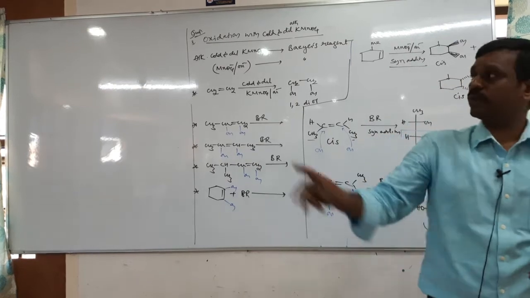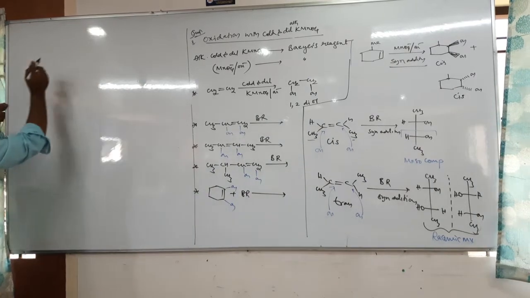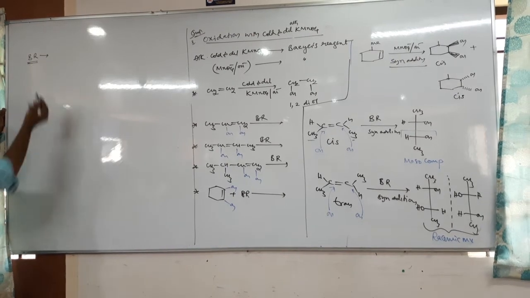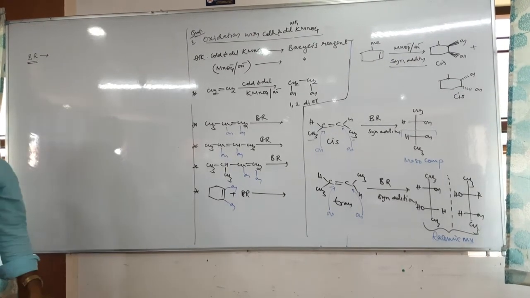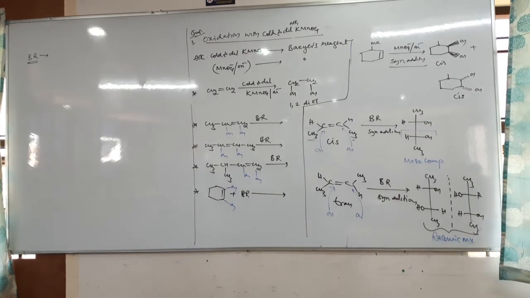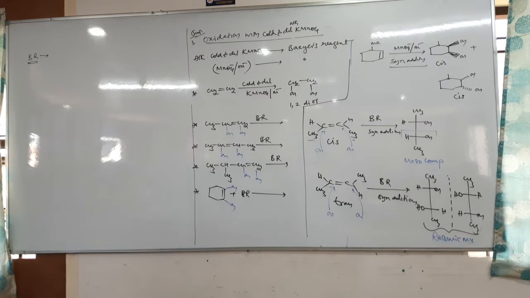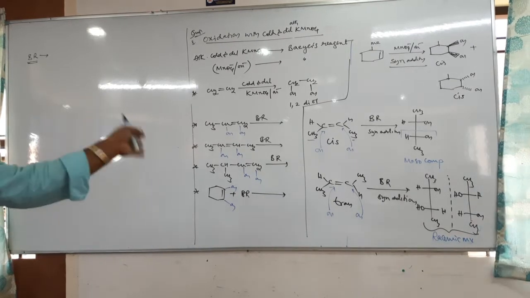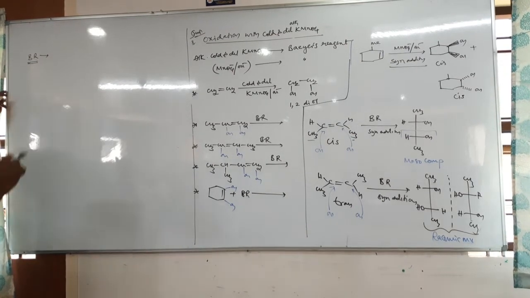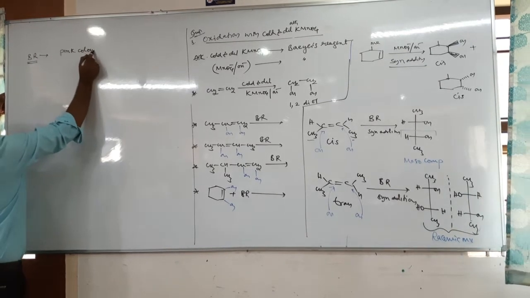Now the same thing can be expected here in case of Bayer's reagent. How? First of all, what is the color of Bayer's reagent? Bayer's reagent is actually cold and dilute alkaline KMnO4, right? Cold and dilute. So what is the color of KMnO4? Purple color. If you take concentrated KMnO4, it is a purple color. But when you take dilute, it is a pink color. So the color of Bayer's reagent is a pink color substance.